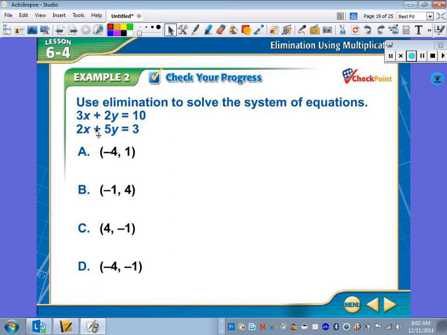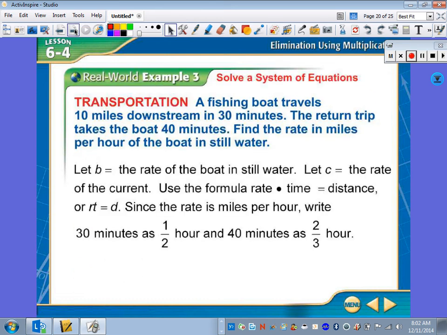Again, decide which variable you're going to get rid of. And keep in mind, one of them has to be multiplied by a negative number in order for the variables to fall out. Okay? And then, okay, now you've got a word problem. Okay? So we're going to do that. And then actually you're almost done. So good job. Almost there.